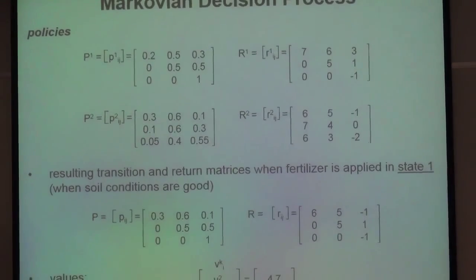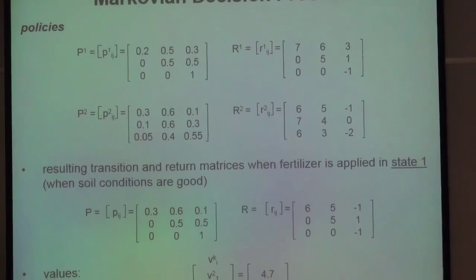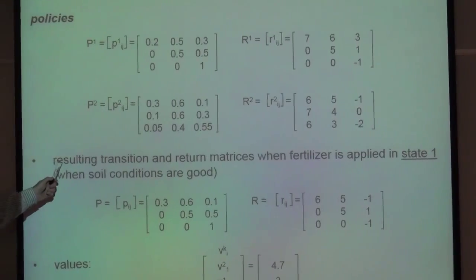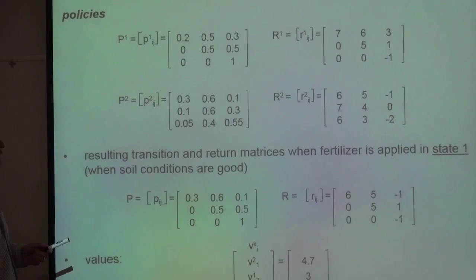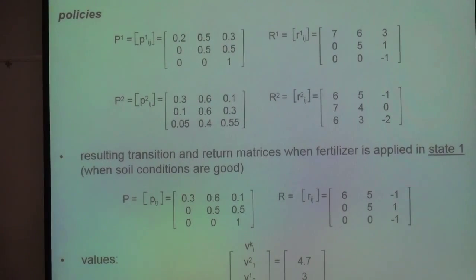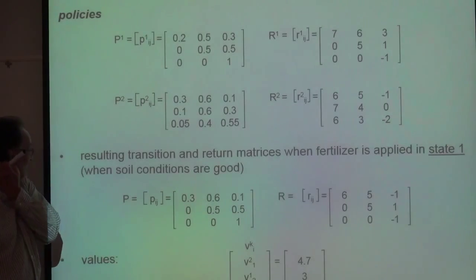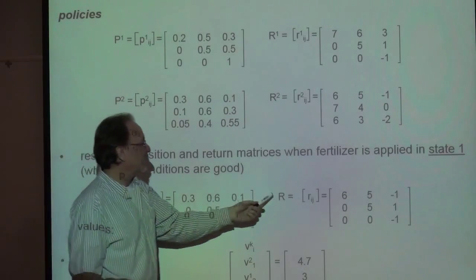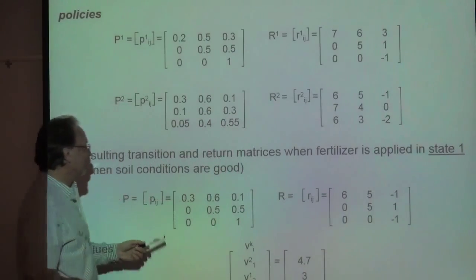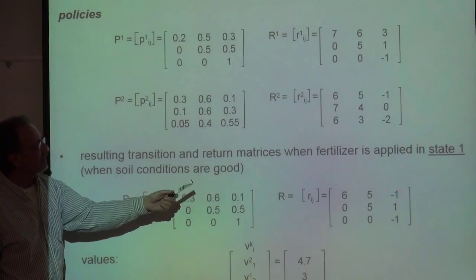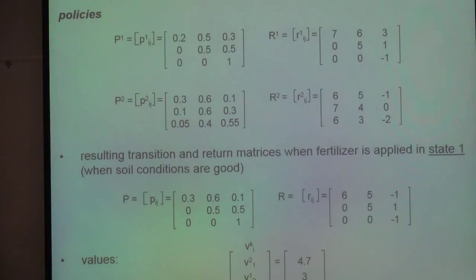So let's assume that we are going to apply fertilizer only in state 1 when soil conditions are good. So that means that when the current state is 1, I use the transition matrix associated with fertilizing, and the return matrix associated with fertilizing, and I use the transition matrix rows 2 and 3, return matrix rows 2 and 3 that are associated with not fertilizing.